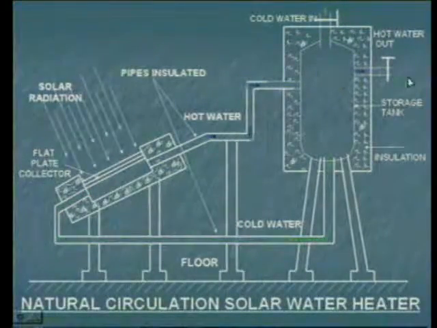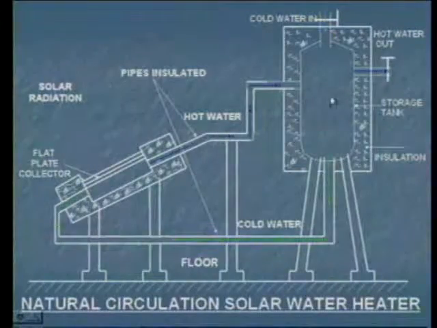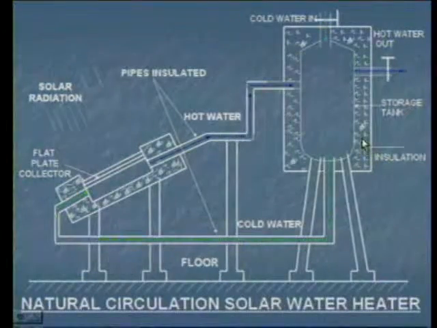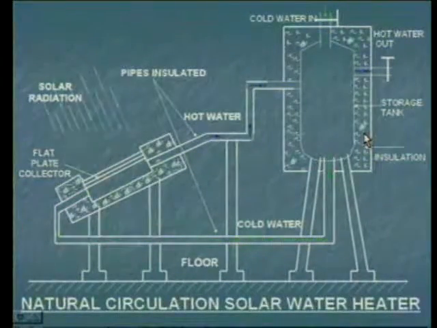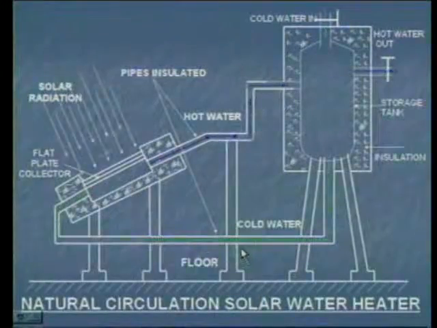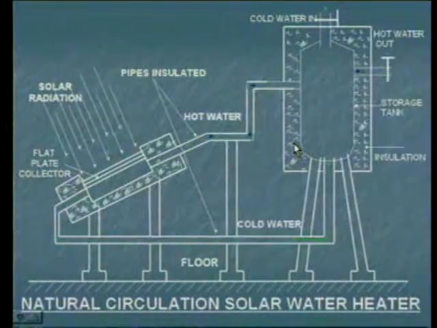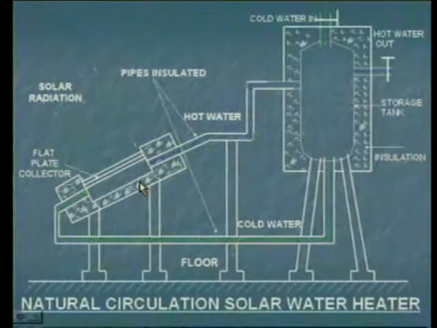Whenever the hot water is tapped, cold water is made up into the tank, so the level of the water in the tank will be maintained. This tank is insulated to prevent the convection or radiation losses. The amount of water circulation purely depends on the elevation, that is, at what height we are providing the tank from the flat plate collectors.